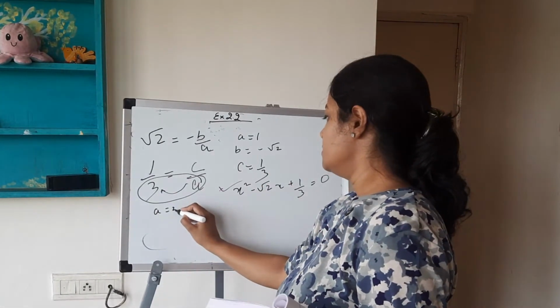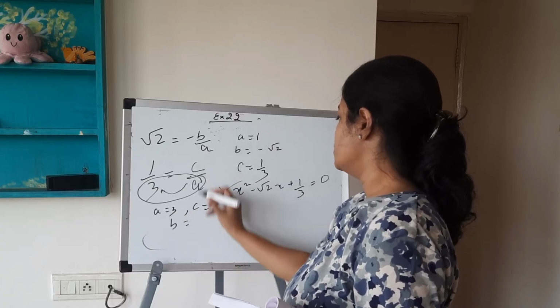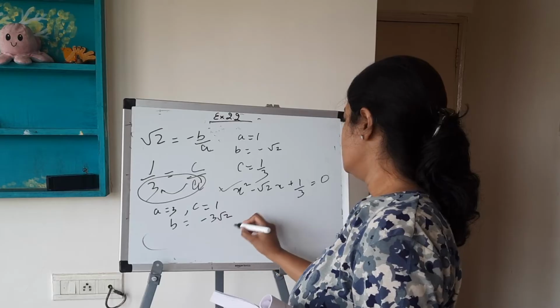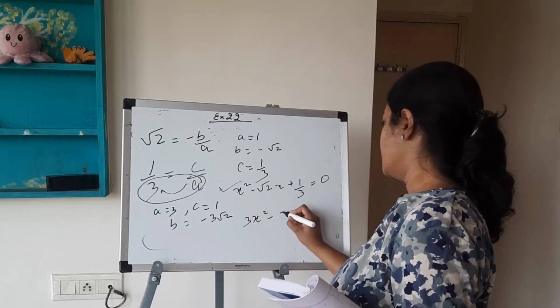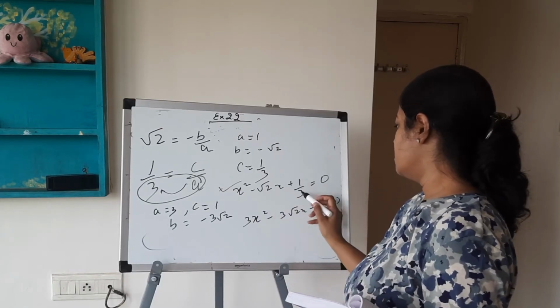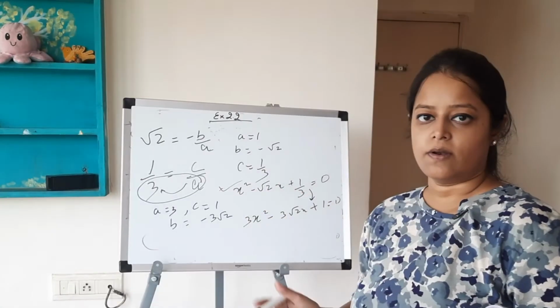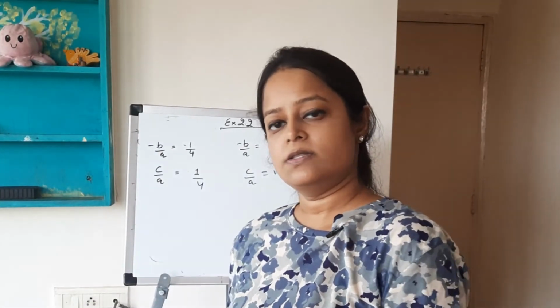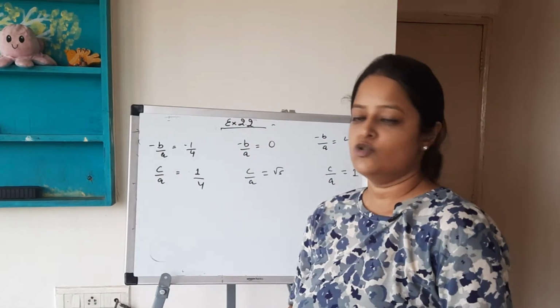a equal to 3, so c will become 1 and b will become minus 3 root 2. So how do you show it? 3x square minus 3 root 2x plus 1 equal to 0. You can see here, if we multiply this by 3, this also becomes this. So both answers are correct. Quickly moving on to the remaining sum questions that I have specified for exercise 2.2, question 2.